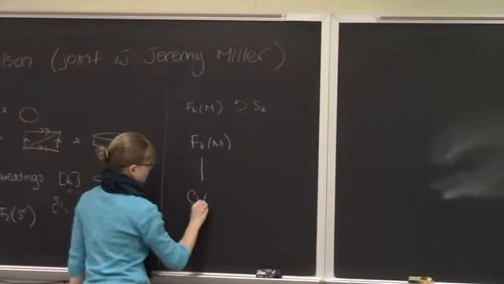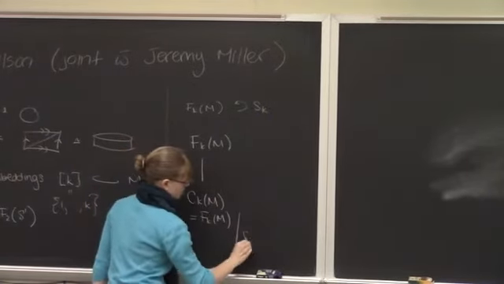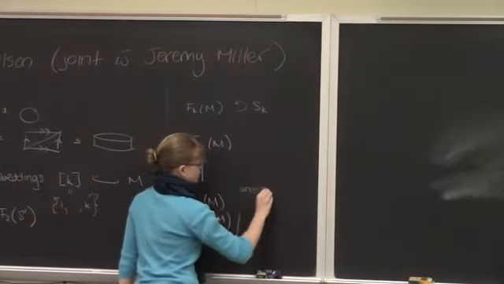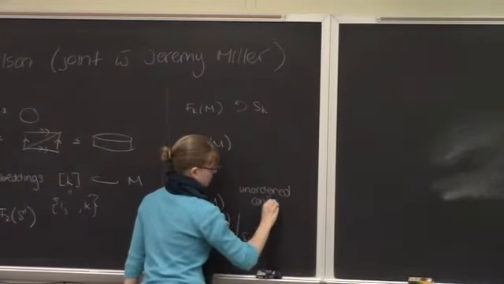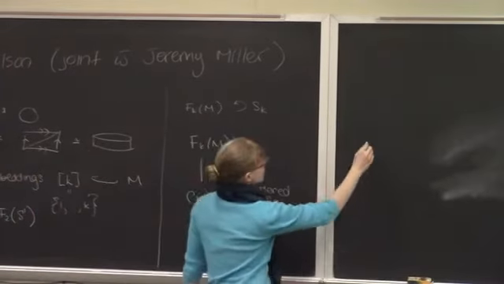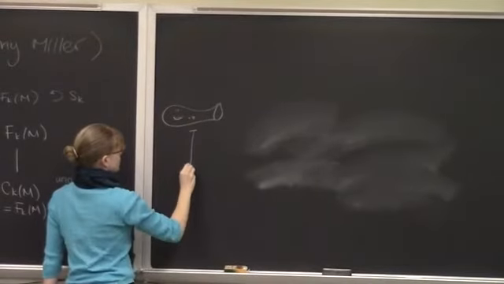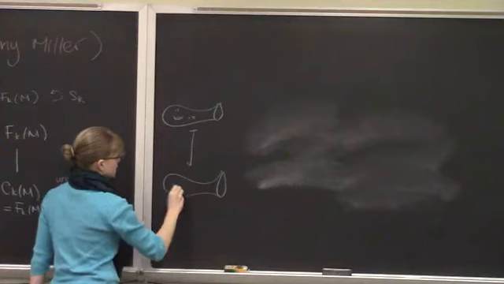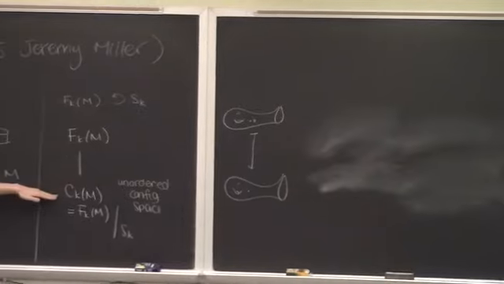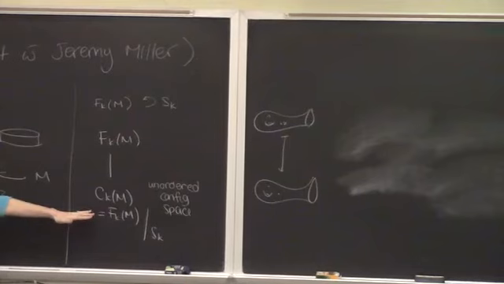And the quotient space is called the unordered configuration space. So I can view this quotient map as being precisely the map that takes a point in my ordered configuration space and then simply forgets the labels on the points. And I can view the unordered configuration space as the space of k-element subsets of M.